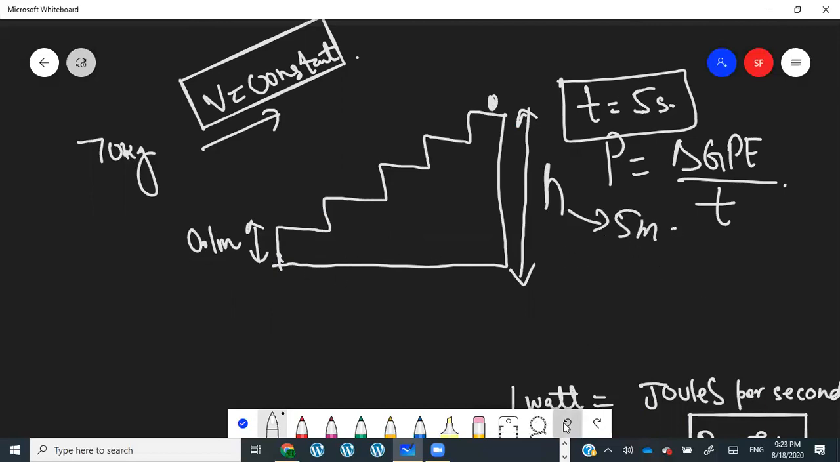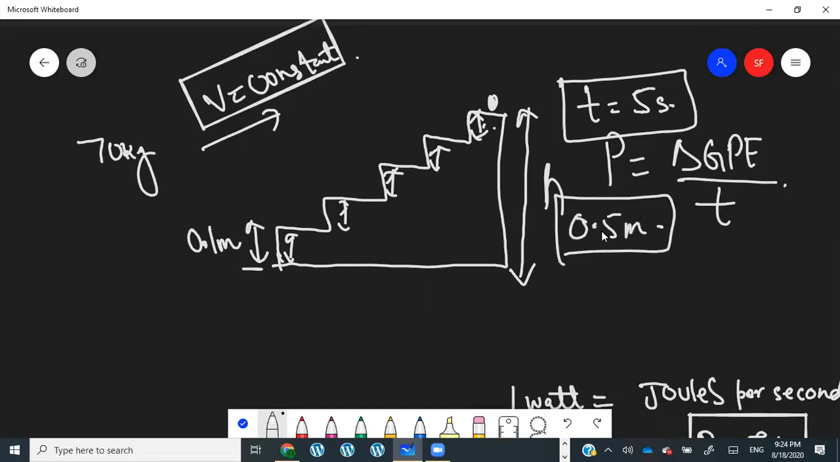The height is something that you need to calculate because the individual step is given to you. Then you are asked to calculate the power that this boy applied to move from the lowest position to the top. So first of all, you need to look at the number of steps which are there. 1, 2, 3, 4, and 5. 5 steps means a total of 0.5 meters.